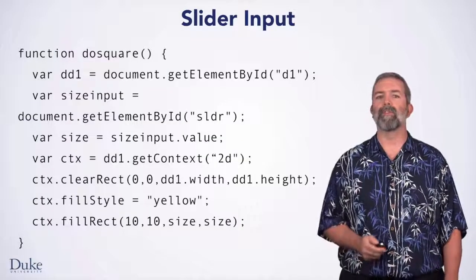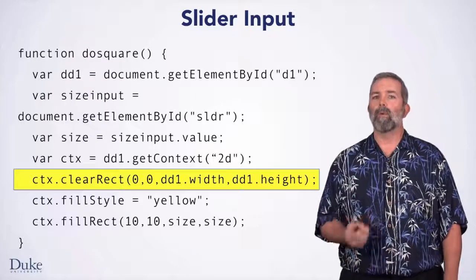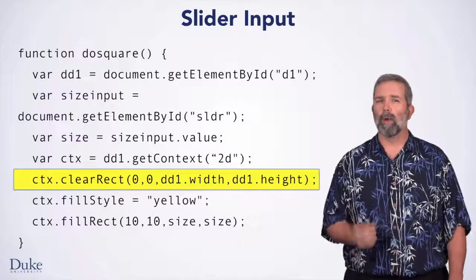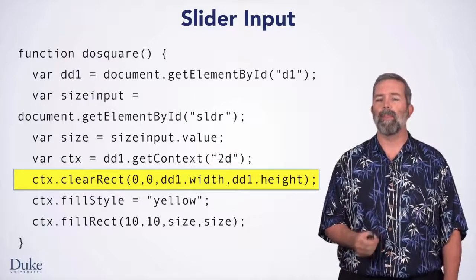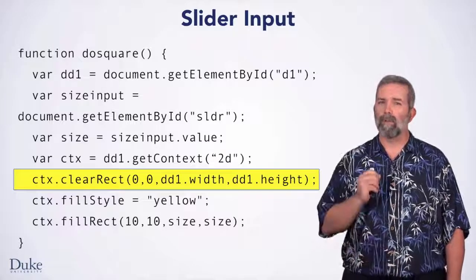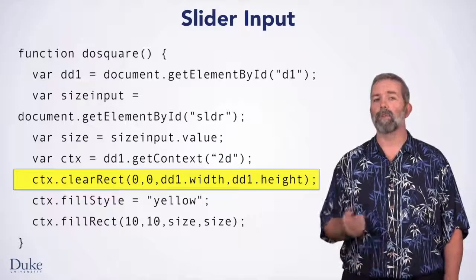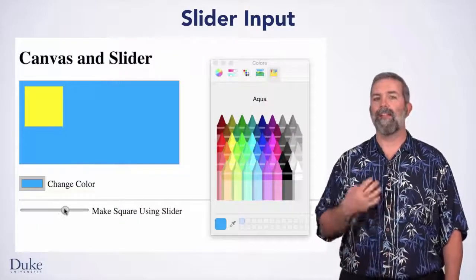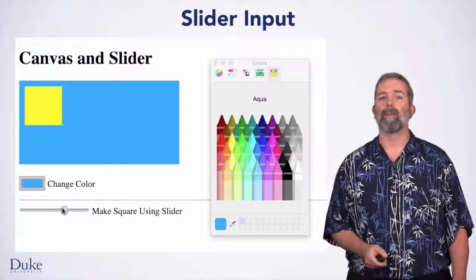Luckily, there is an attribute for the context that can clear a previous drawing. .clearRect will clear a rectangle given 4 parameters, 2 for the top left coordinates of the rectangle, and then its width and height. For simplicity here, we will clear the entire canvas each time doSquare is called. That's better. Now the square resizes with the user input from the slider.